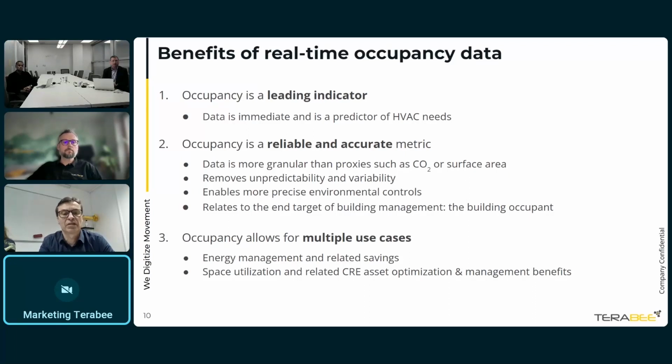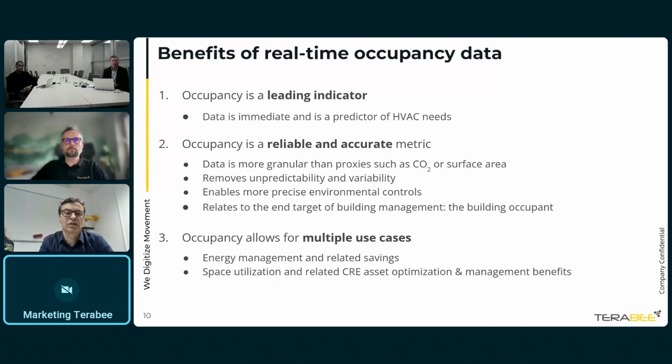The other advantage is that occupancy is a reliable and accurate metric compared to other metrics that might be used. For example, it's certainly more accurate than CO2. CO2 sensors have a lot of variability in their detection, require calibration and things like that. And also, if you're using surface area as a benchmark for different energy metrics, this doesn't address the ebb and flow of occupancy that happens in real time. So you're basically basing it on historical averages.